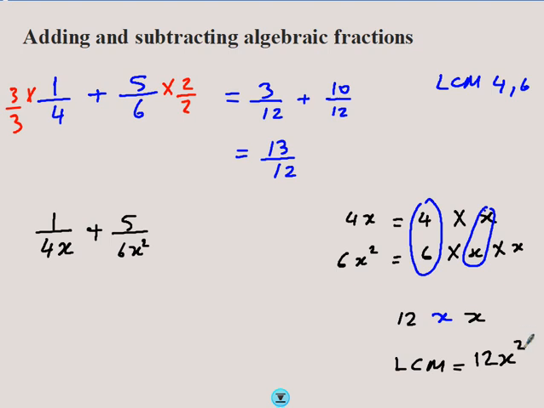Now we go through the same process. By what should I multiply the 1 over 4x to get the 12x squared? 3x over 3x. 3x over 3x equals 1, so this changes nothing as far as the value of this fraction is concerned. It only changes the way it looks. And by what should I multiply the 6x squared to get 12x squared? It's 2 over 2.